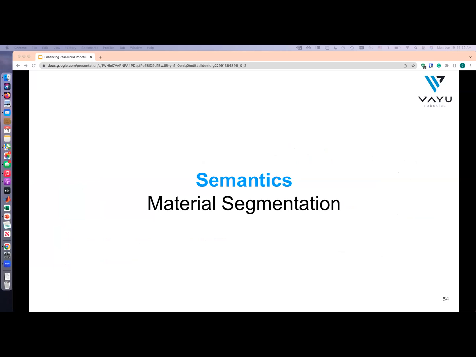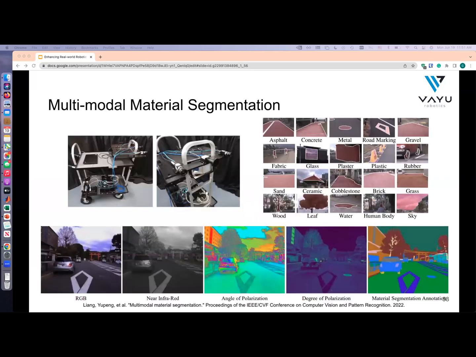Okay, so for polarization-based semantic extraction, let's take a look at material segmentation first. The first speaker, Xiuwan, already covered a lot of the detail on the technical side of material and polarization. So I'm going to jump into the results here.